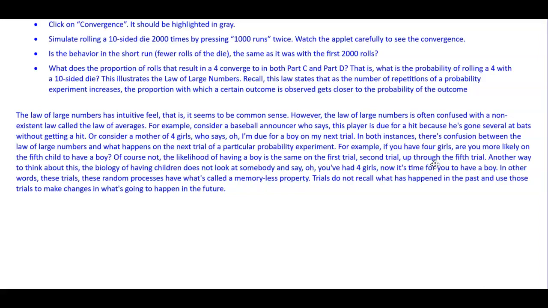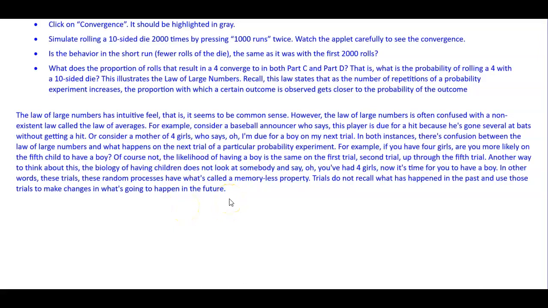The likelihood of having a boy is the same on the first trial, second trial, up through the 5th trial. Another way to think of this, the biology of having children does not look at somebody and say, "Oh, you've had 4 girls, now it's time for you to have a boy." In other words, these trials, these random processes, have what's called a memoryless property. Trials do not recall what has happened in the past and use those trials to make changes in what's going to happen in the future.